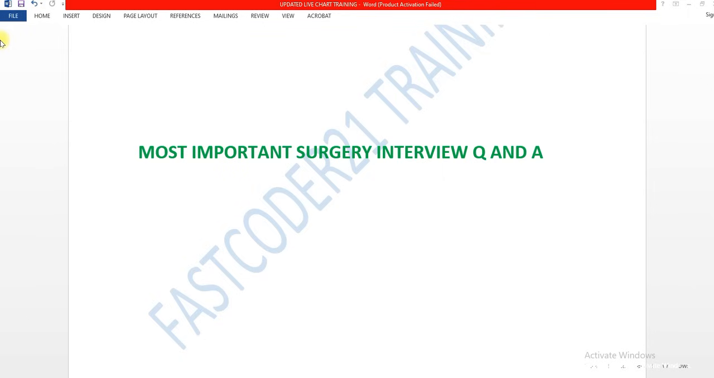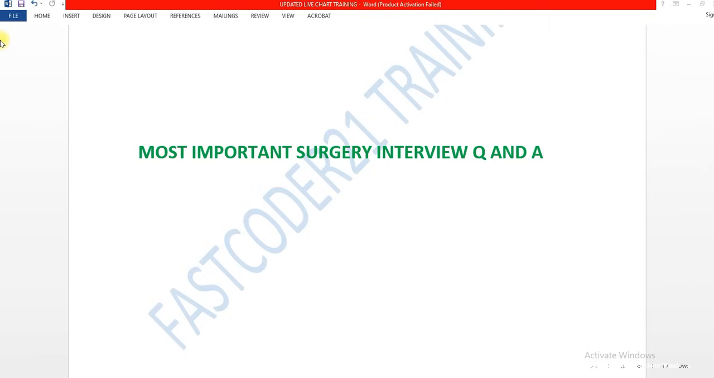So what is colectomy? Removal of the colon. How many types of colectomy do we have? Partial colectomy and complete colectomy. Partial means only part of the colon will be removed by the physician. Complete colectomy means the physician will remove the complete colon. It's simple.